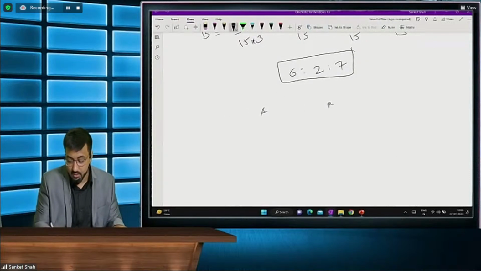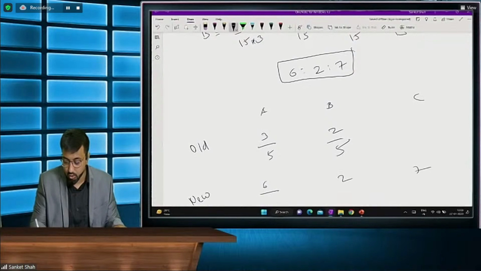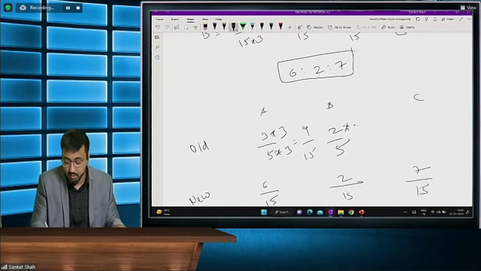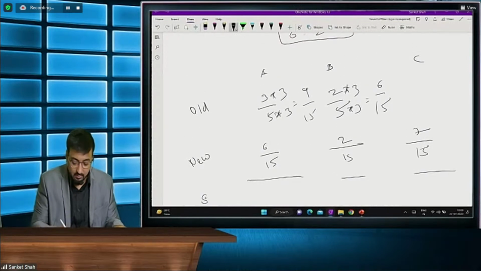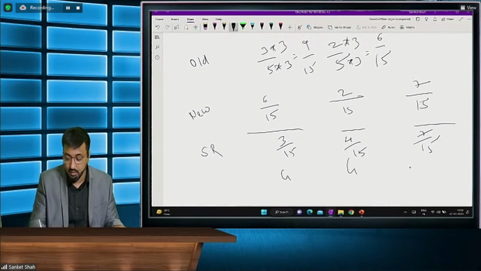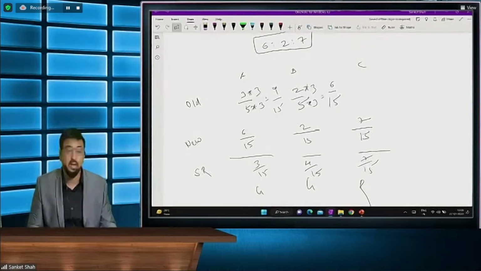Now A, B, C: old ratio 3/5, 2/5. New ratio 6/15, 2/15, 7/15. Old ratio into 3: 9/15, 6/15. So sacrificing 3/15, 4/15, and 7/15, giver, giver, receiver. 3 plus 4 is 7. Yes, numerator correct.